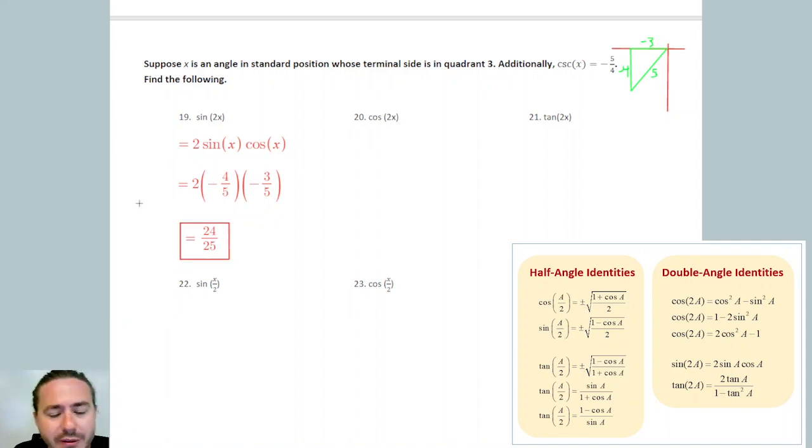Now, these numbers are pretty small. I would expect you probably could multiply these out. If these were any bigger, I would let you use a calculator just to be on the safe side. But this is not that bad. 2 times 4 times 3, that's not too bad.